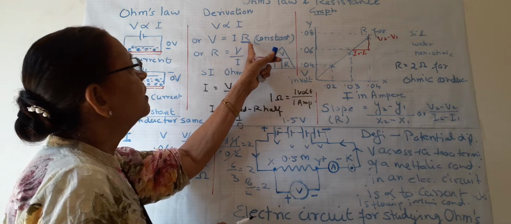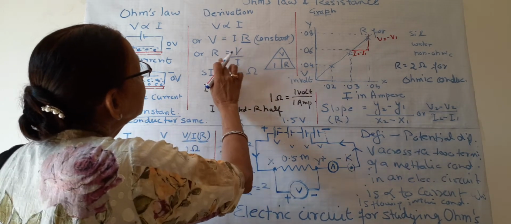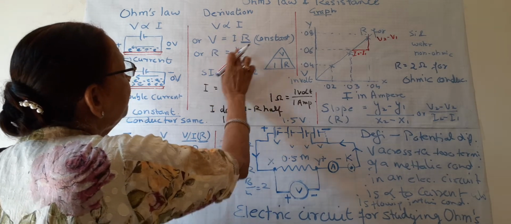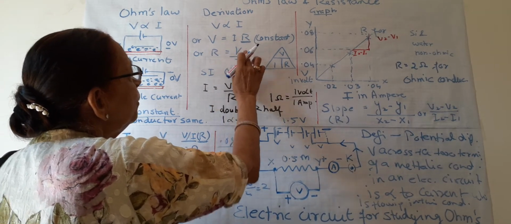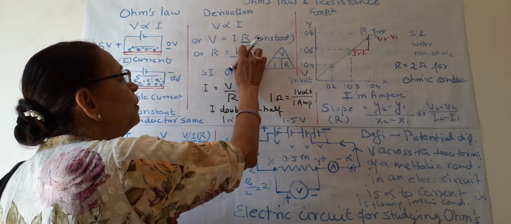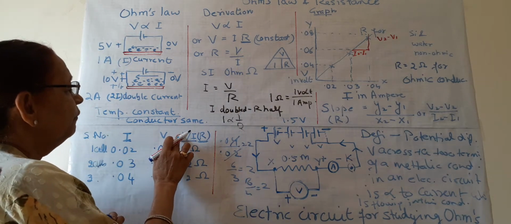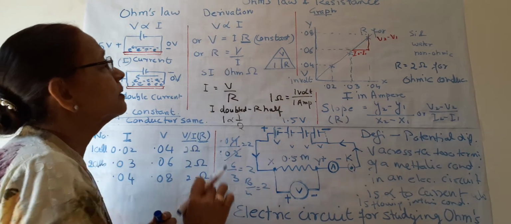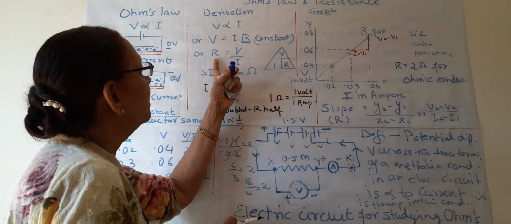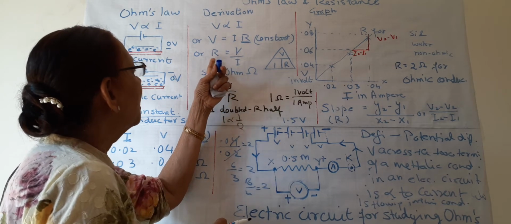Now this R is known as resistance. From this equation we can derive that R is equal to V upon I. That is, resistance is equal to V upon I, which we have seen here. V upon I is the resistance of a metallic conductor, and its symbol is R.